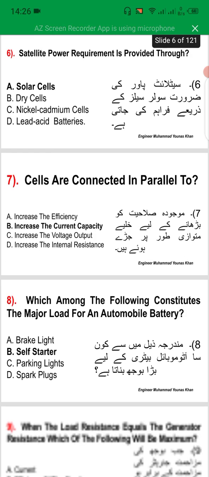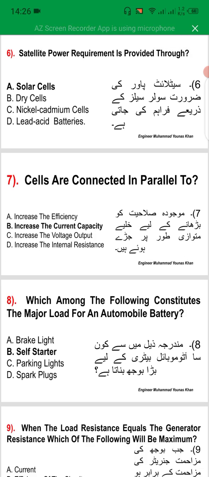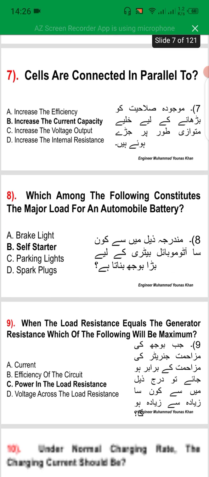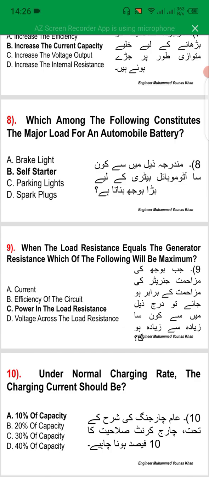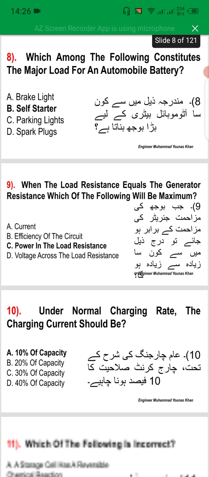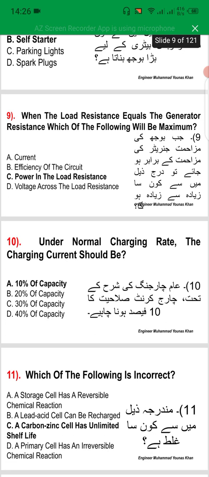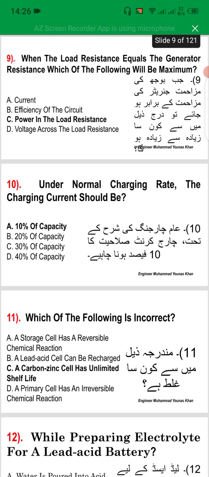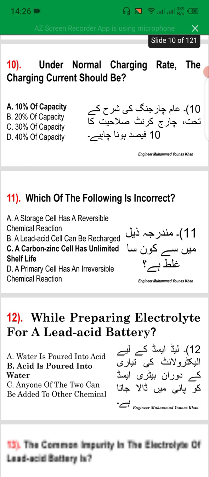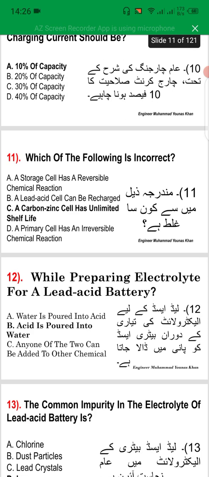Satellite power requirement is provided through solar cells. Cells are connected in parallel to increase the current capacity. Which among the following constitutes the major load for an automobile battery? Self-starter. When the load resistance equals the generator resistance, maximum power is delivered in the load resistance. Under normal charging rate, the charging current should be 10% of capacity.